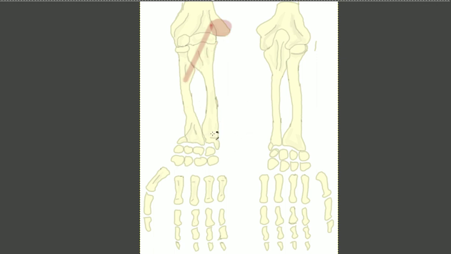So pronator teres is up here close to the elbow, while pronator quadratus comes from the ulna here and then inserts out onto the radius. And it's at the distal end of your forearm here. So that's going to pull the radius again over towards the ulna for pronation. So pronator teres up here towards the elbow, pronator quadratus down here towards the wrist.